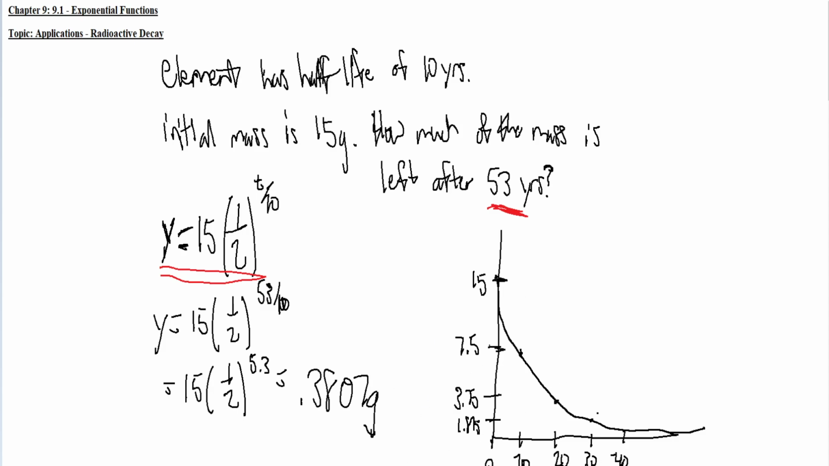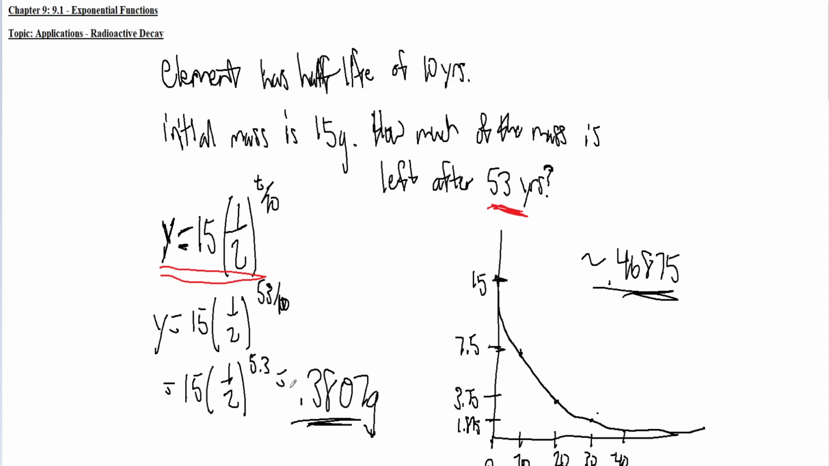Because the half-life is 10 years, for every 10 years that pass, half of the mass will decay. And so we can expect that after 53 years, or after 50 years and then some, we should have around this much mass. And this number right here, if you were to approximate, isn't too far off from what we actually get. So that's the main takeaway there.